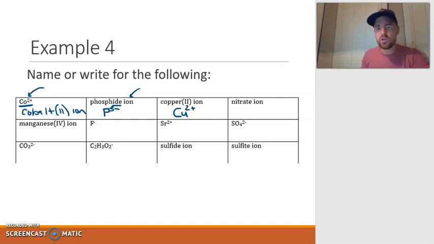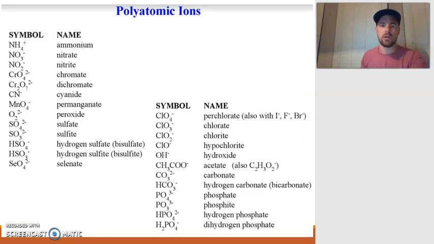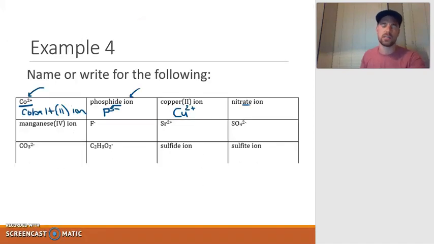Nitrate ion. Notice the ending ate. If you look back on this slide right here, most polyatomic ions, specifically the ones that contain oxygen, all end in ate or ite. So when you see those endings, that should tell you that you're dealing with a polyatomic ion, particularly one that contains oxygen. So nitrate is NO3 and has a -1 charge.